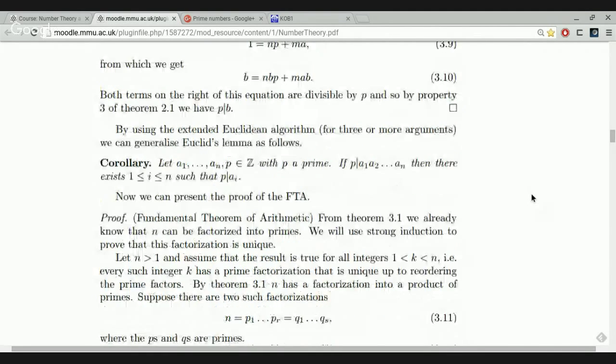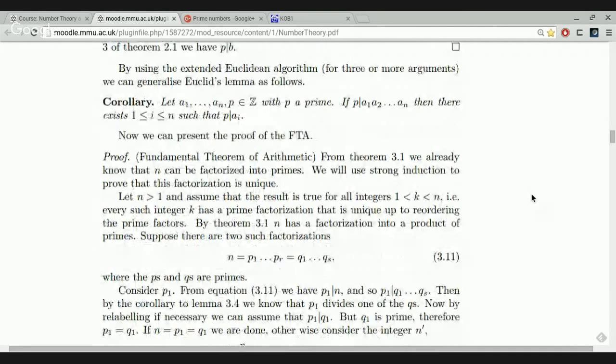And now we can give the proof of the FTA. It's again a proof by strong induction. So we're proving now the uniqueness part of the FTA. We're proving now that whatever way you factorize a number into a product of primes, that's the only way of doing it. You can't reach a different set of primes.